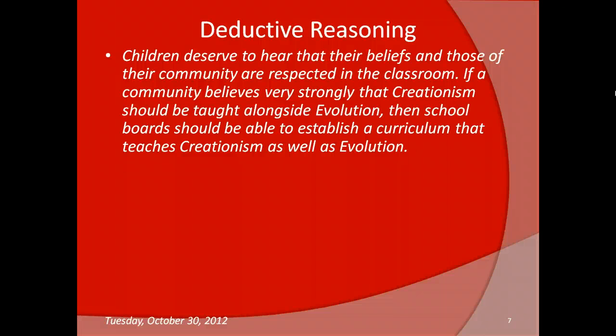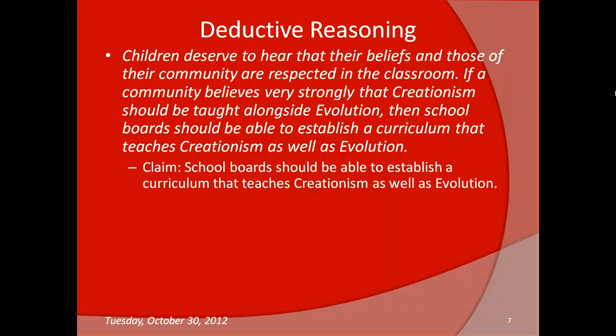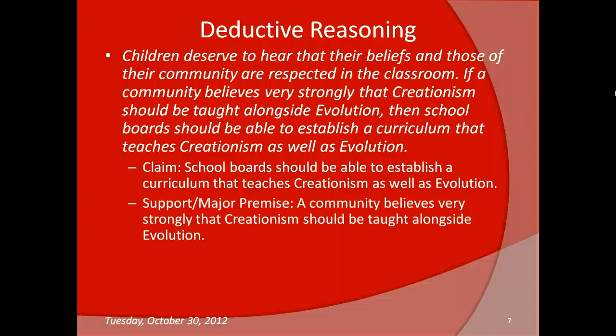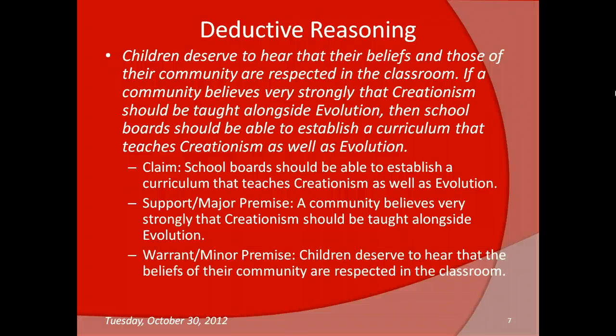So here in this argument we have a claim and kind of a hypothetical scenario. If some hypothetical community believes very strongly in such and such, then this should happen. So the claim is this last sentence: school boards should be able to establish a curriculum that teaches creationism as well as evolution. Our major premise is that this hypothetical community believes very strongly that creationism should be taught alongside evolution. And our warrant or minor premise is that children deserve to hear that the beliefs of their community are respected in the classroom.